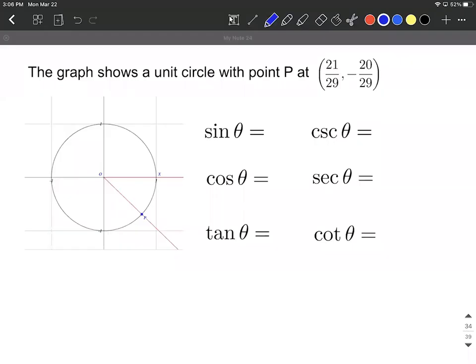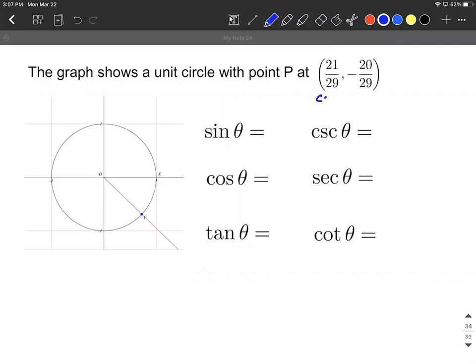Okay, we're given a point that's on the unit circle. This point P is at 21/29, comma, negative 20/29. So we're asked to find all 6 trigonometric ratios to go along with this. It really isn't that bad of a problem.